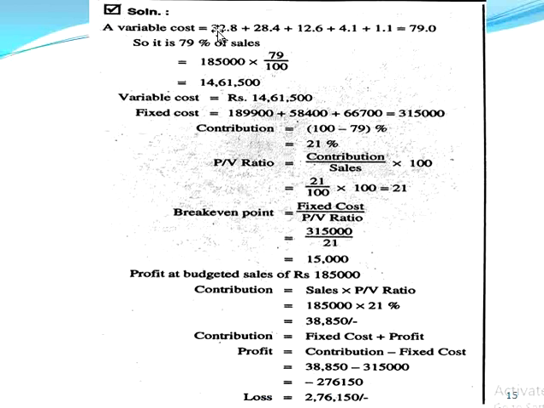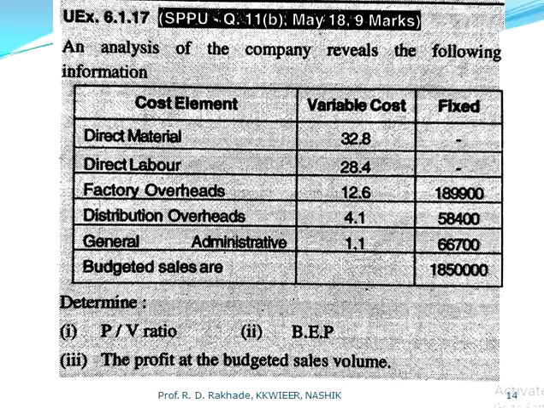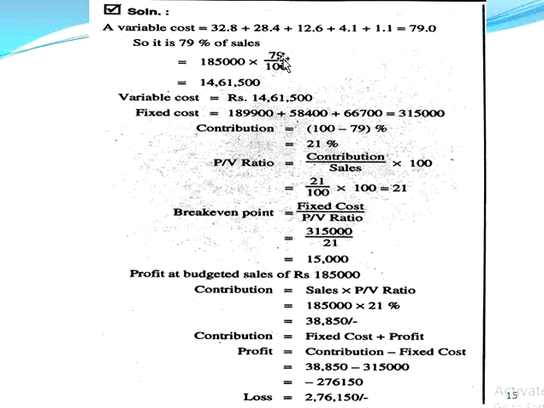So variable cost is the summation of 32.8 plus 28.4 plus 12.6 plus 4.1 plus 1, so the summation of all these values equals 79.0. If you calculate in terms of percentage with respect to overall budget, that is 79% of 18 lakh 50,000. So the answer is variable cost of 14 lakh 61,500.